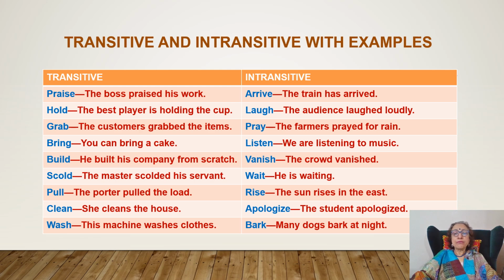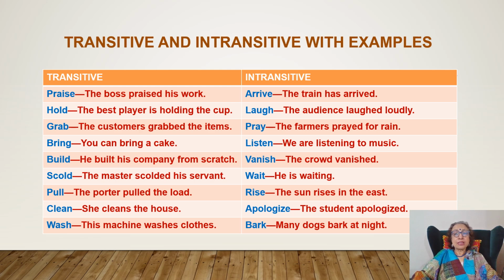An intransitive verb does not take an object. It can take a prepositional object or it can take some other word like an adverb or an adjective and so on, but not a direct object.